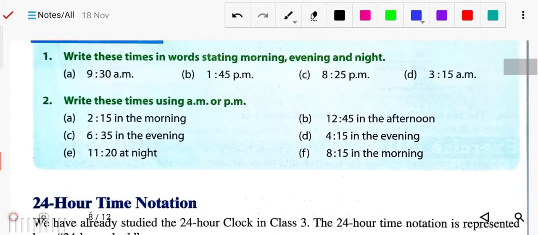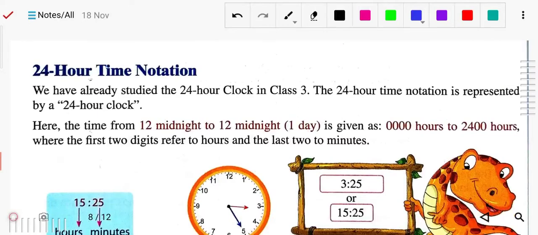You have all already studied these things. Now we have the 24-hour time notation. The 24-hour clock you have already studied in class 3. The 24-hour notation represents railway time. Generally we count time from 12 midnight to 12 midnight, which is 1 day.